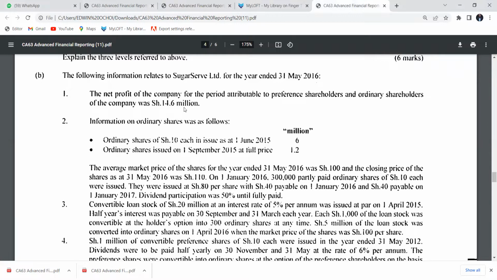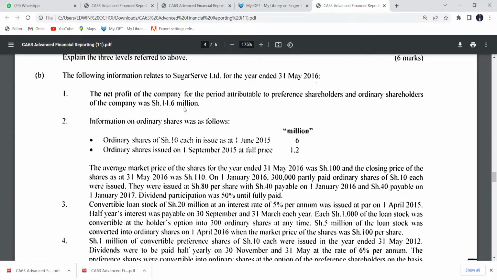So question 4B. The following information relates to Sugar Surf Limited for the year ended 31st May 2016. Number 1, net profit for the company for the period attributable to ordinary shareholders of the company was 14.6 million. Information on ordinary shares was as follows: ordinary shares of shillings 10 each issued as at 1st June 2015. Ordinary shares issued on 1st September 2015 at full price.